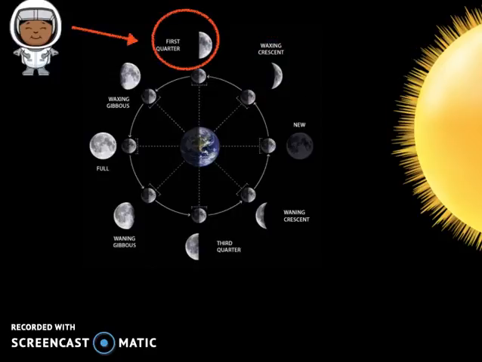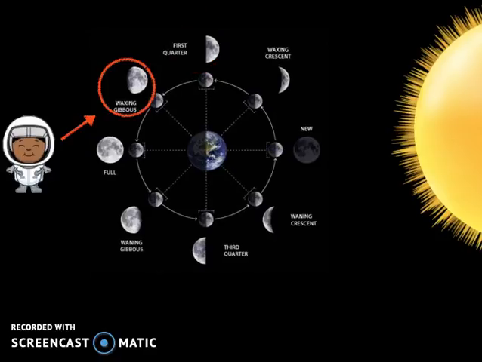In the first quarter phase, only half of the moon is visible from the Earth. This is because the right half of the moon is lit and the left side is still shadowed. In the waxing gibbous phase, more than half of the moon appears lit by the sun. When you see a waxing gibbous moon, you know that a full moon is just a few days away.